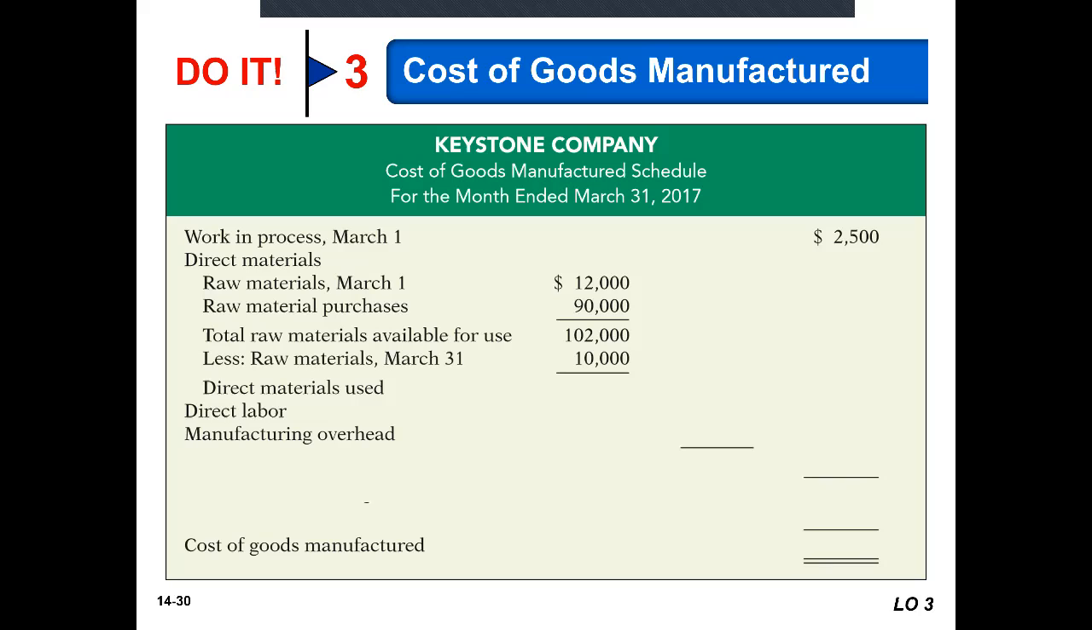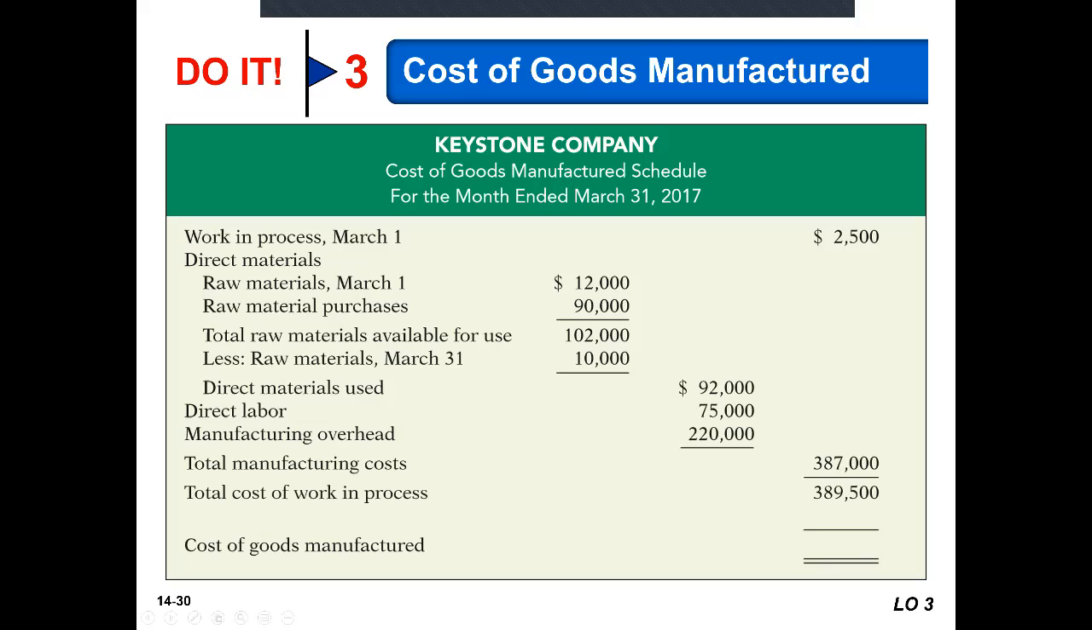Now, if we count it at the end of the month, we see that we have $10,000 worth left, which means we didn't use it all in production. We used 92,000 of it. Direct labor, they gave us nice and easy, no calculations required. And then the manufacturing overhead was $220,000. So the total manufacturing costs, your materials used, your direct labor, and your overhead, $387,000. The total cost of your work in process, you're going to add these two together, beginning plus what happened during the month. We're also going to have an ending balance in work in process, $4,000. So that means the total cost of my goods that I manufactured are $385,500.